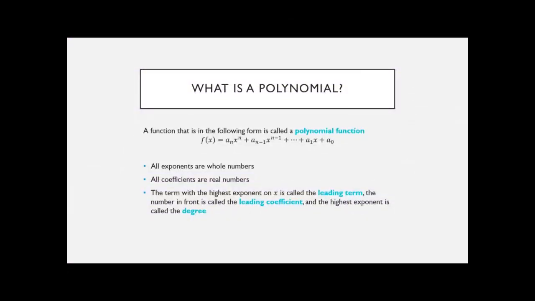Okay, so just to recap some of the terminology we're going to be using, first off, polynomials, because this is something that applies to polynomials. So what is a polynomial? A polynomial is a function that has a form where your exponents are basically going from high to low. All of your exponents are whole numbers. All of your coefficients are real numbers. That's what makes it a polynomial. And the term with the highest exponent on x is called the leading term. We call the number in front the leading coefficient, and then that highest exponent is called the degree. So I'm going to be using this terminology.